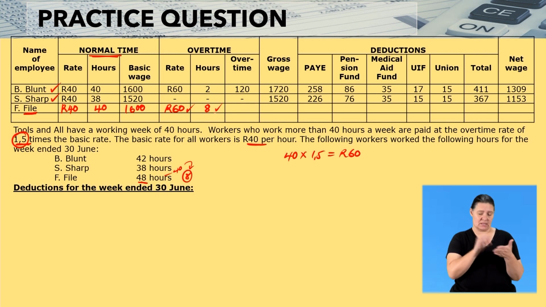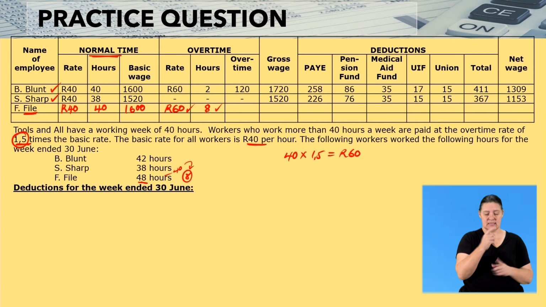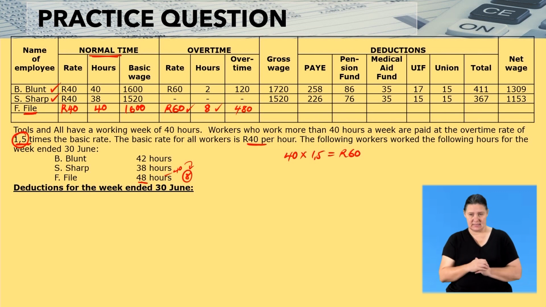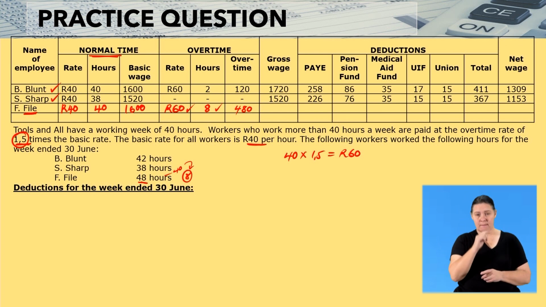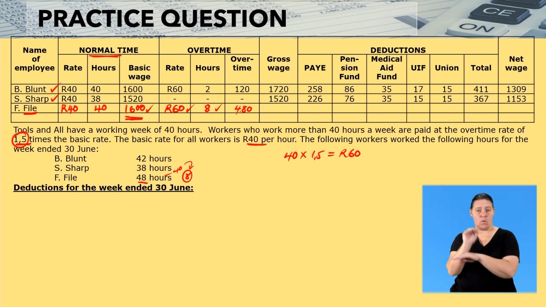Please punch that in your calculator. How much do you get? I'm saying 60 multiplied by 8, you will get 480. You will then get gross wage. How do you get gross wage? It is your basic, 1,600, plus your overtime, 480.